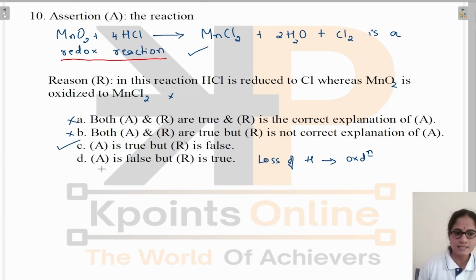And you can also check this. A is false, but R is true. How can it be false? It is absolutely a redox reaction. It is 100% sure that it is a redox reaction. So, our correct option will be C. Apply your knowledge here. And you have to check the key concept that is given here. The key concept here is about oxidation and reduction. You should be aware of it.